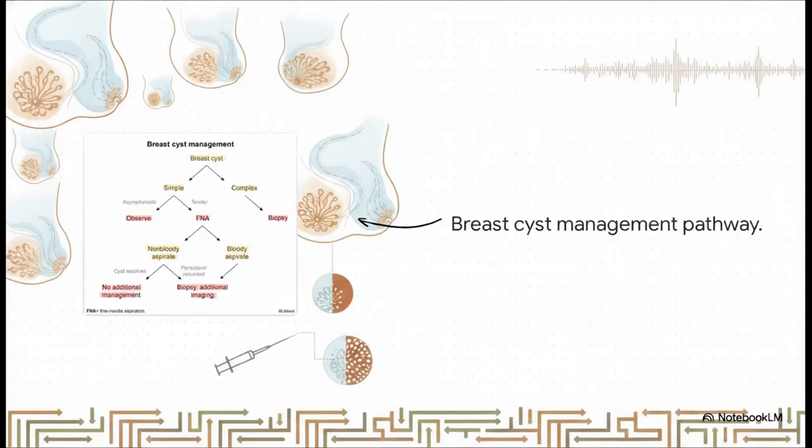For symptomatic simple cysts, you're going to manage those with needle aspiration. If you get clear fluid and the cyst completely resolves, great, just schedule a repeat exam. But if that aspirate is bloody, or if the lesion is persistent, recurrent, or complex, you need to get additional imaging and do a biopsy.